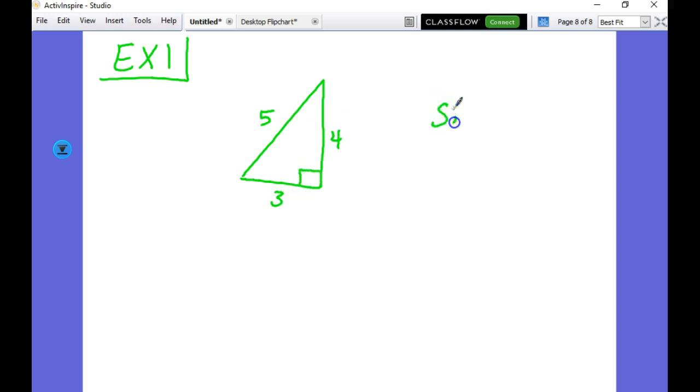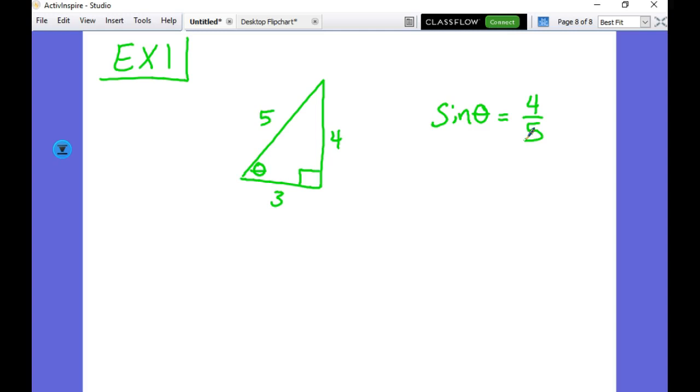Here we go. Sine, let's go ahead and put theta here. Now theta, that's my way of identifying my reference angle. So sine of theta. All right, so let's go through this a little bit. Sine is what over what? Opposite over hypotenuse. So what's my opposite? 4. What's my hypotenuse? So it's 4 over 5. So sine of this angle, whatever it is, is 4/5.